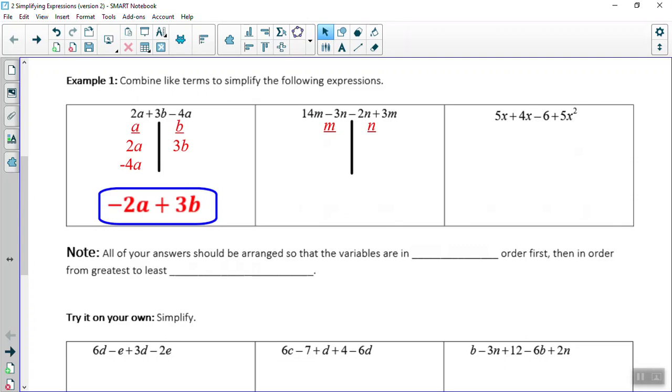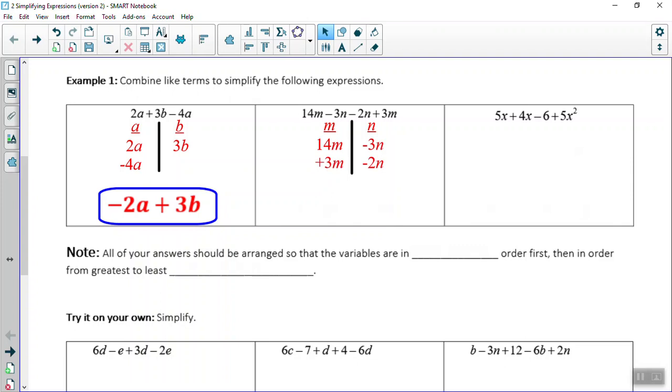All right, so m's. I have a 14m, and I have a plus 3m. For my n's, I have that minus 3n and that minus 2n. All right, now we can combine. 14m plus 3m is going to give me 17m.